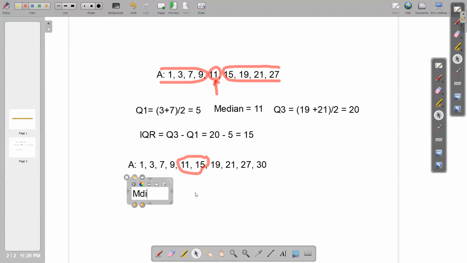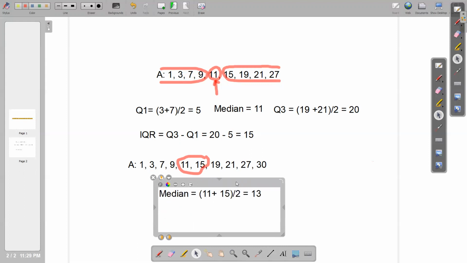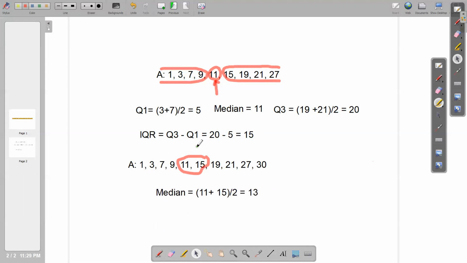So median will equal 11 and 15, take the average. So that will be 13. Median location-wise, it's right here, right? It's not 11, it's not 15, but it's a number in the middle. So then the first half will be all the values to the left of the median, including 11, and the numbers to the right of the median will include 15, right?